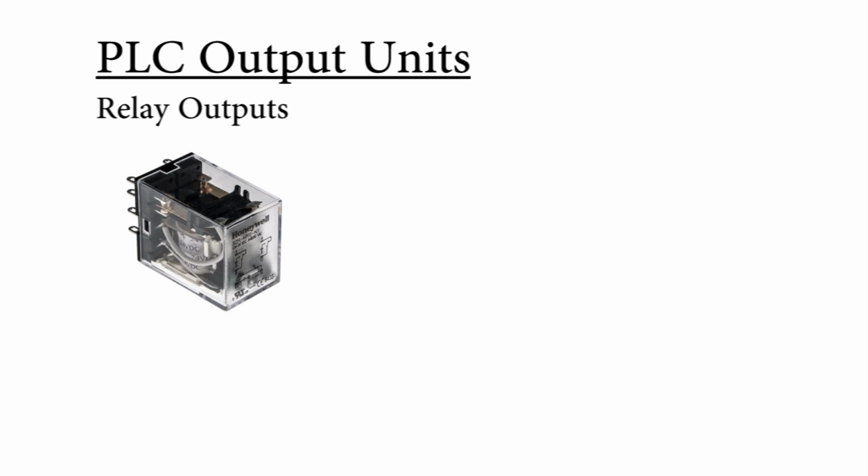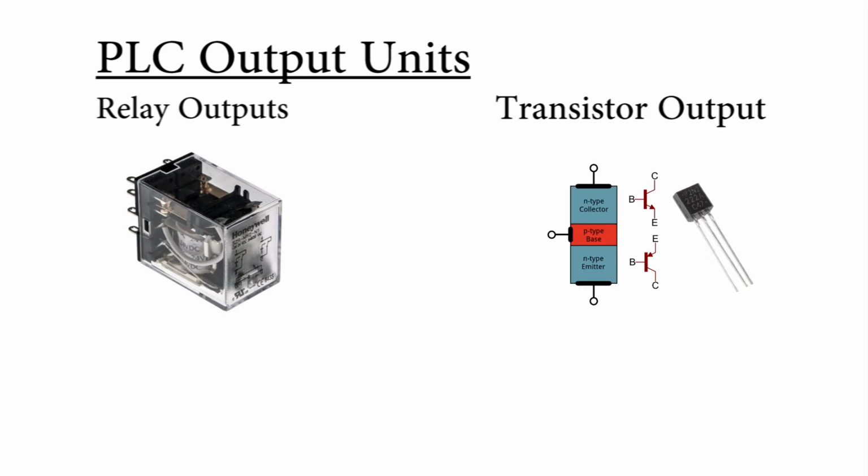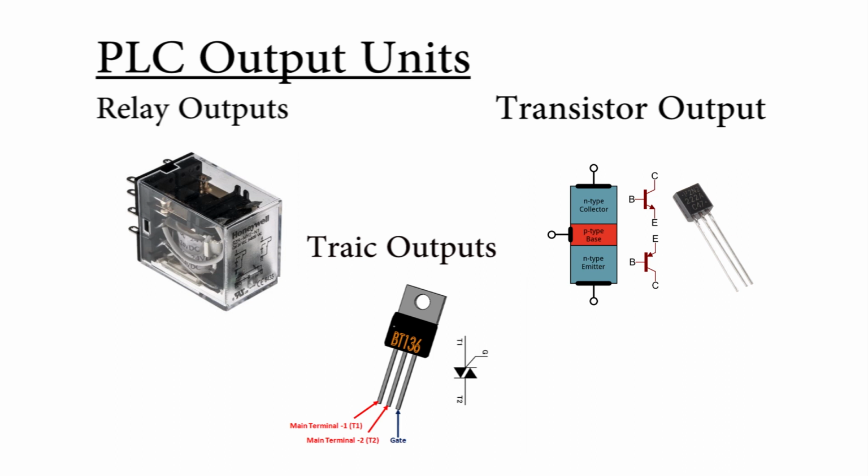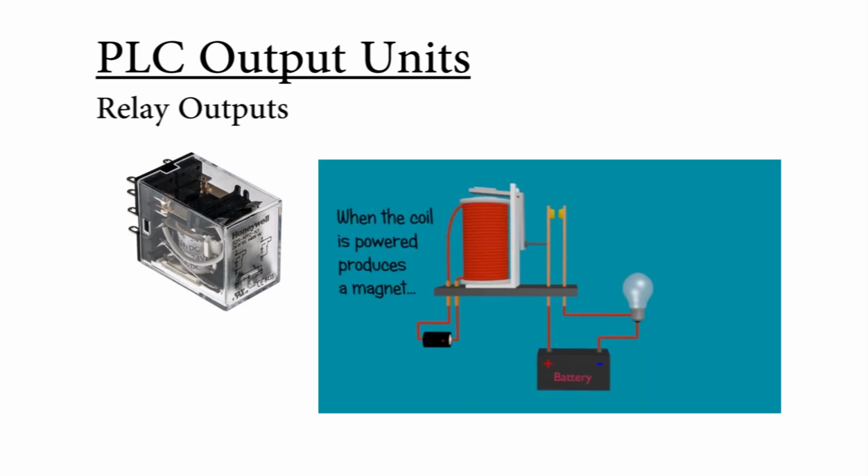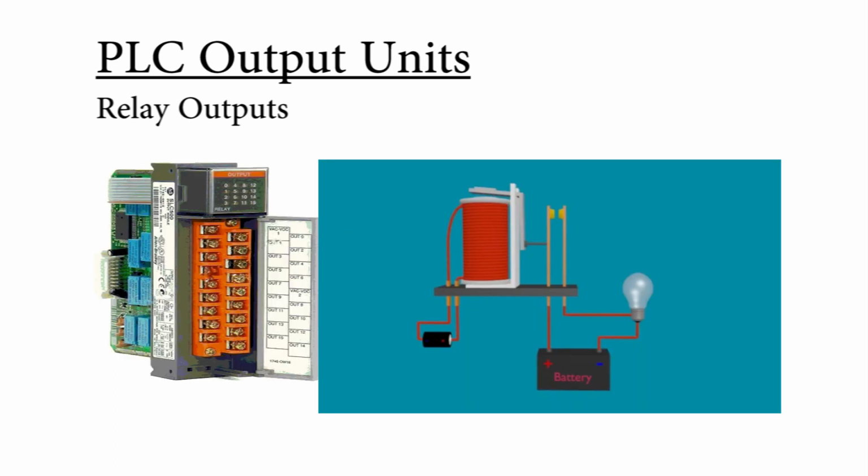Mainly, PLC output cards are divided into three types: relay output, transistor output, and TRIAC output. One of the most common types of the PLC outputs available is the relay output. Having a relay as output makes it easier to connect with the external devices. A relay is non-polarized and typically it can switch either AC or DC currents. A relay is an electrically operated switch.